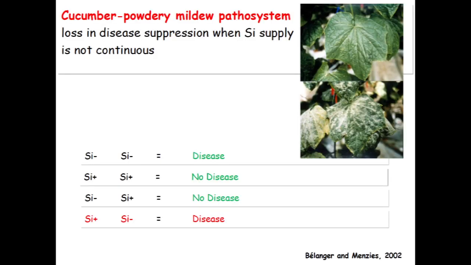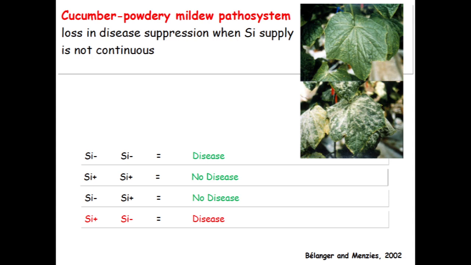As this went along, Bellinger's group in Canada felt the supply of silicon had to be continuous or it wasn't very effective. For example, they had a treatment where there was no silicon amended, another where silicon was amended, and then they switched it. There was none, and then it was amended, so you got no disease, as you would expect.